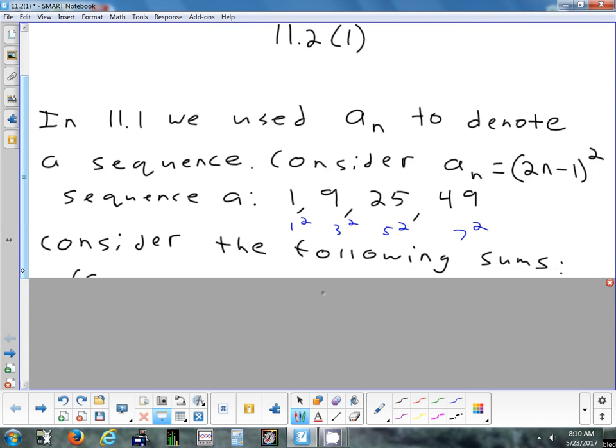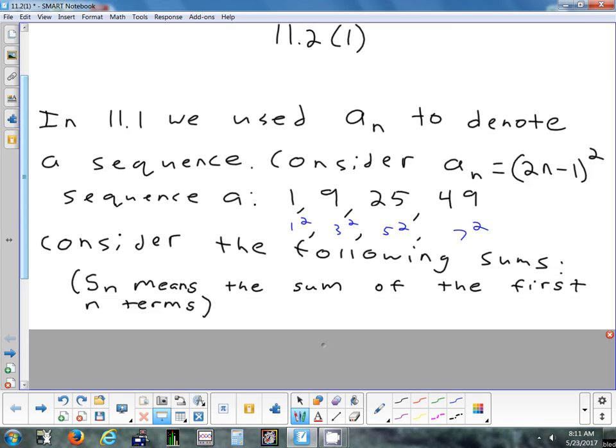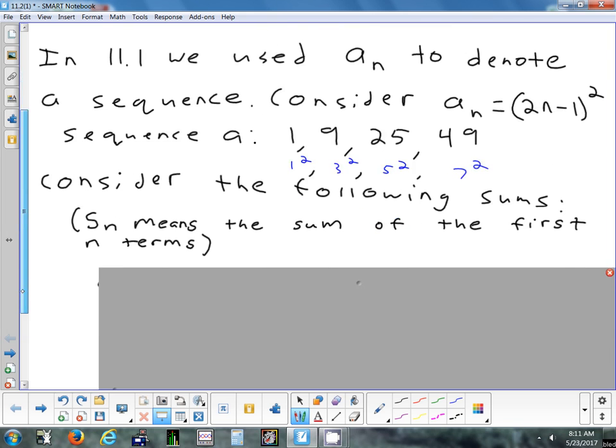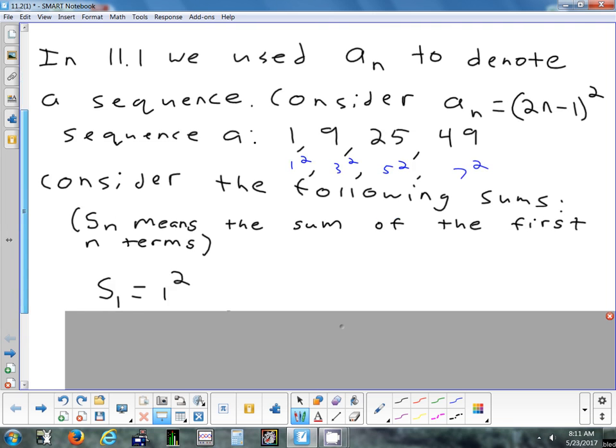So what I want to do now is look at what we call sums. And we're going to use the notation S sub n, okay, capital S subscript n. And what that notation is going to mean is the sum of the first n terms. So S sub 1 would be the sum of the first term. There's not really much to add there. So if I wanted to find the sum of the first term in sequence A, what would the sum be? It would just be 1. It's the only term. Or you could write 1 squared. It's the same thing.